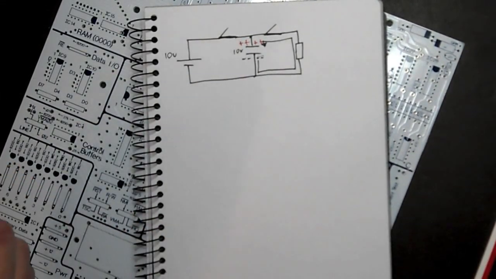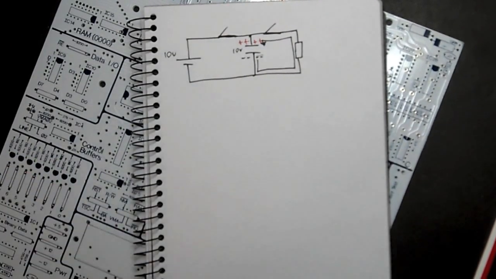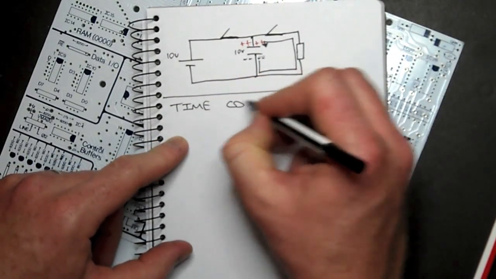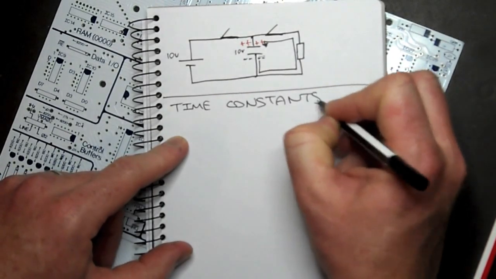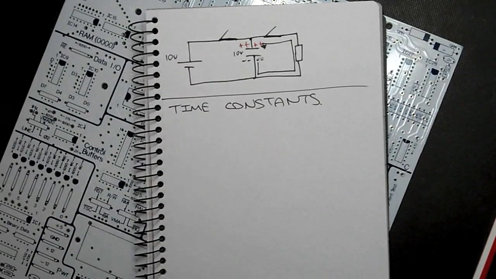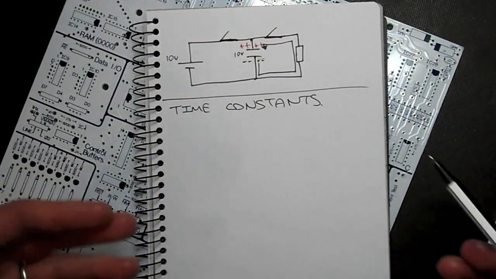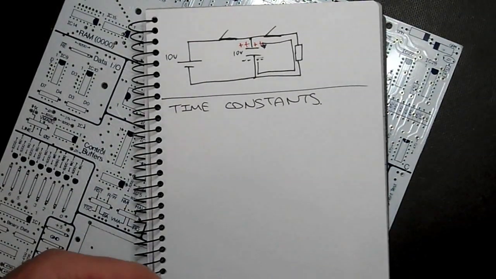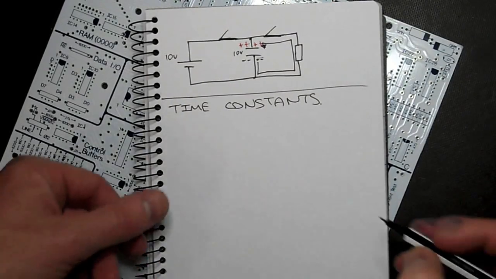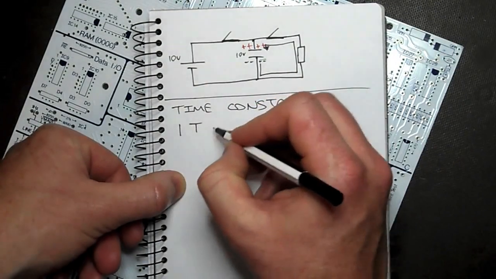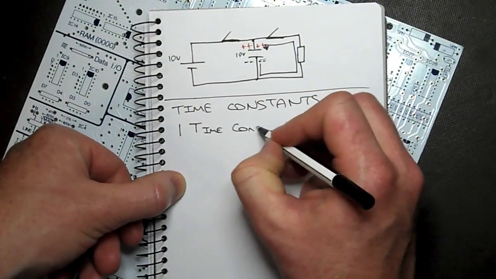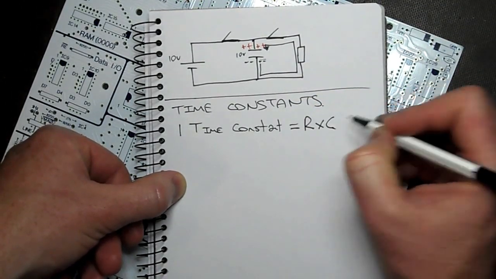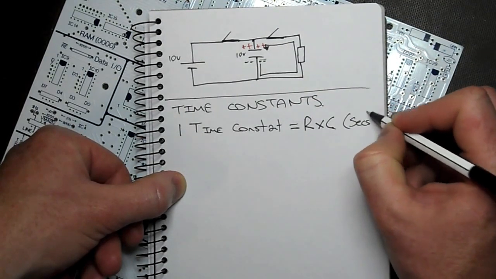Now let's have a look at how long it actually takes to charge and how long it takes to discharge. We have what's known as time constants. Now with our time constants, it actually takes 5 time constants for a capacitor to fully charge or to fully discharge. So we need to work out what one time constant equals. One time constant equals the resistance multiplied by the capacitance, and the answer is given in seconds.